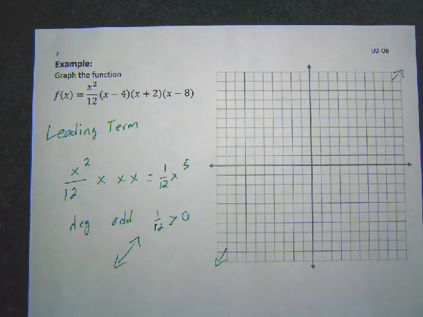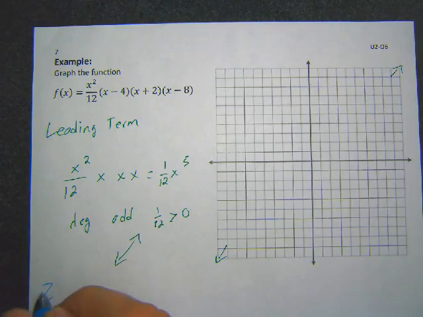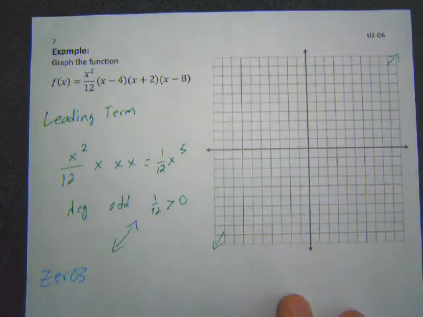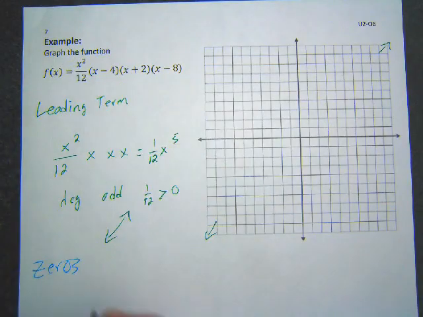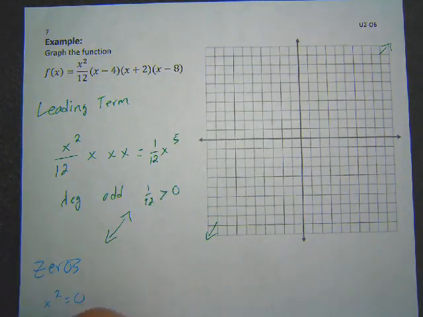Next thing we need to figure out is the zeros. So let's figure out the zeros. And again, we'll just look at each parentheses here is going to be 0, and including this x squared is 0. So if you have x squared equals 0, that means that x equals 0 is a zero, right?